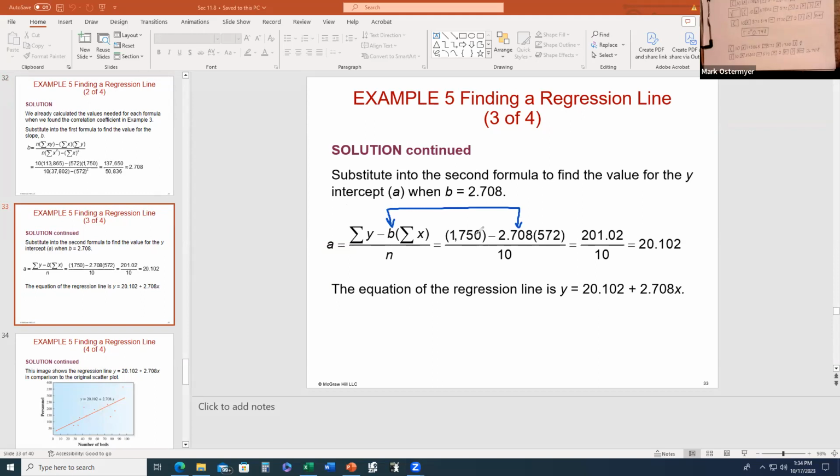Get on your calculator and dial this up. Make sure you enclose your entire numerator inside parentheses here. Now, you don't have to enclose the 10 in the denominator inside parentheses because it's just a single number. But if you ever have the sum or difference of terms, you always enclose it inside parentheses for the numerator and denominator of a fraction. All right, dial it up. Do you get about 20.102 for the y-intercept?